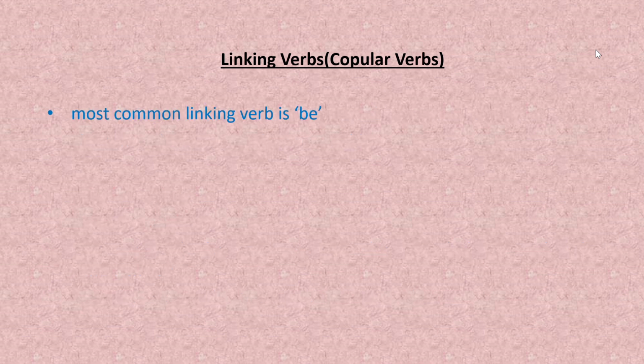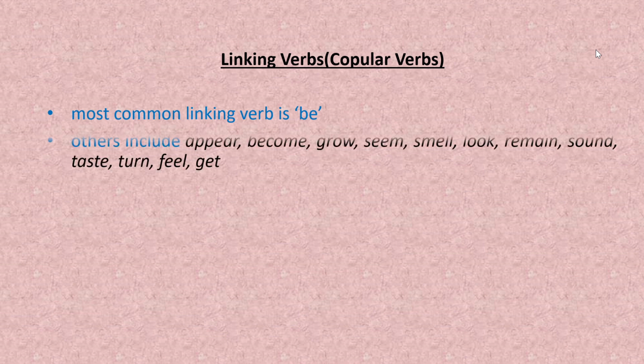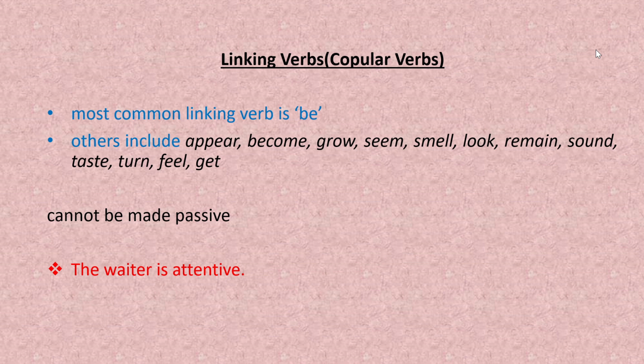The most common linking verb is be. It means it can take the form of is, am, are, was, and were. But there are other verbs which are also considered linking verbs, like appear, become, grow, smell, look, remain, sound, taste, feel, run, and get. Another thing about linking verbs is that they cannot be turned into passive voice. The waiter is attentive, another example, and he feels great now. In both sentences, is and feels are the linking verbs.